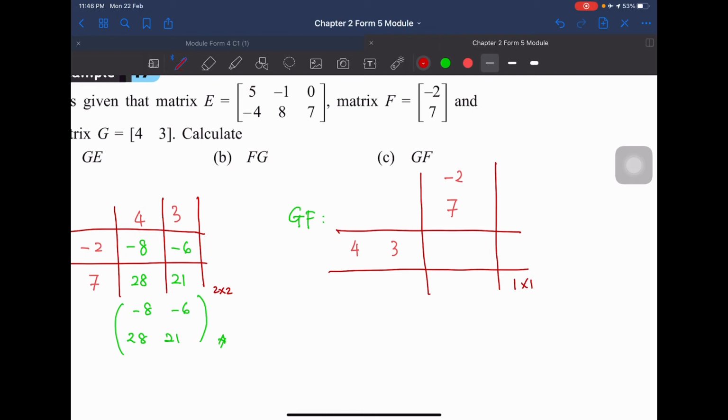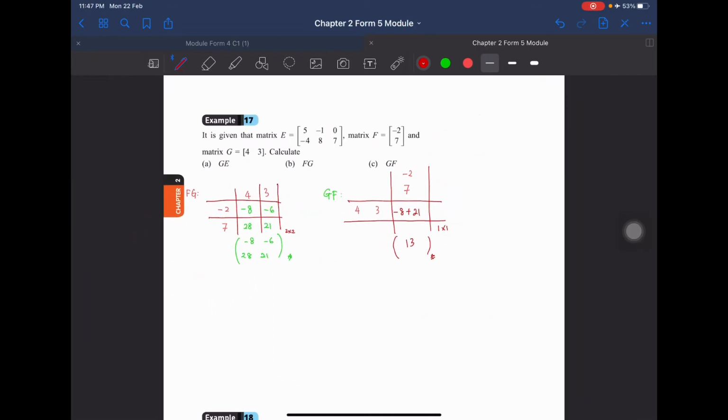So 4 times negative 2 is negative 8 plus 3 times 7 is 21. So your final answer is negative 8 plus 21 is 13. As simple as kacang. So far so good.